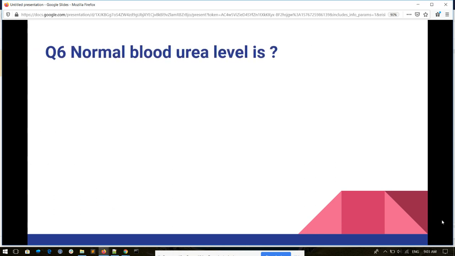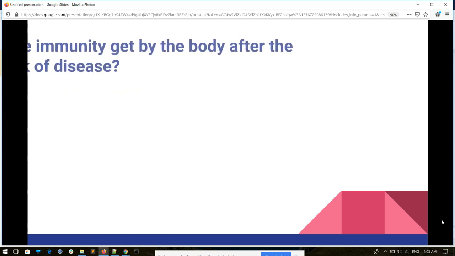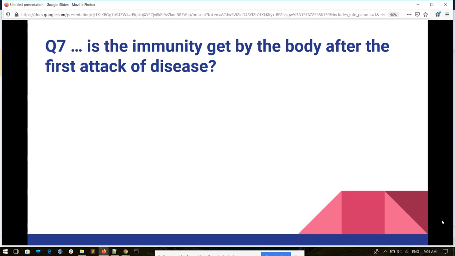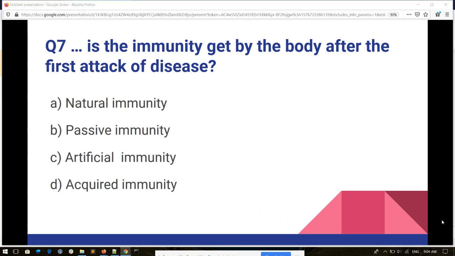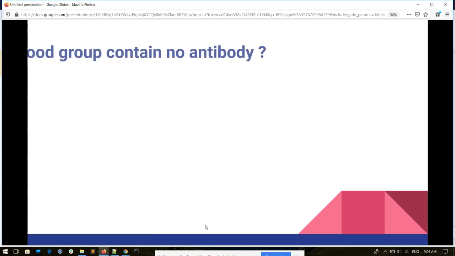Question number 6. The normal blood urea level is 40 to 60 mg, 20 to 40 mg, 10 to 20 mg, and last one is 80 to 120 mg. And its answer is 20 to 40 mg. Question number 7. Dash is the immunity got by the body after the first attack of disease, and its options are natural immunity, passive immunity, artificial immunity, and acquired immunity. And its answer is acquired immunity.